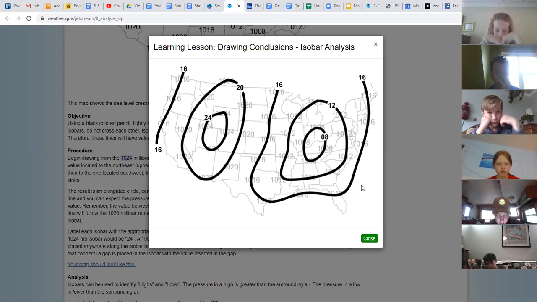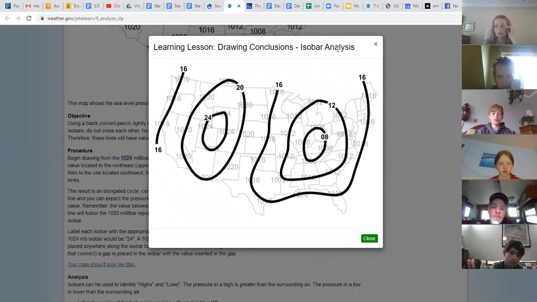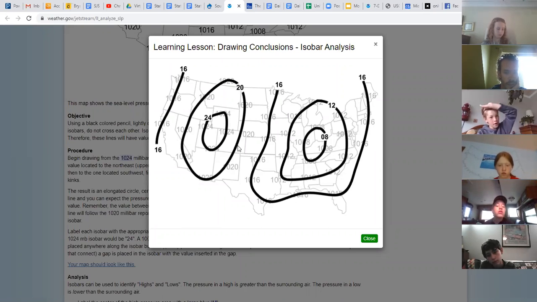Can anybody remember from our previous chapter what these look like or are similar to? Looks like contour lines. Caleb's got the answer. Yeah, we said contour lines were lines that connected areas of equal elevation. They never crossed. Same thing's going on here with these isobars. So it's just a way to show what's going on with pressure.